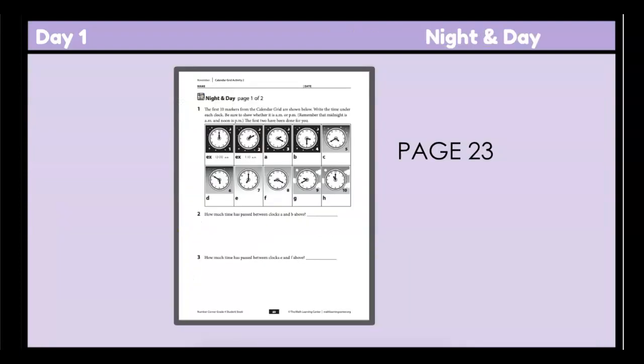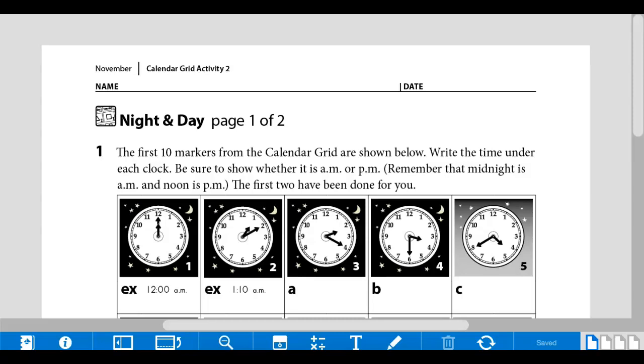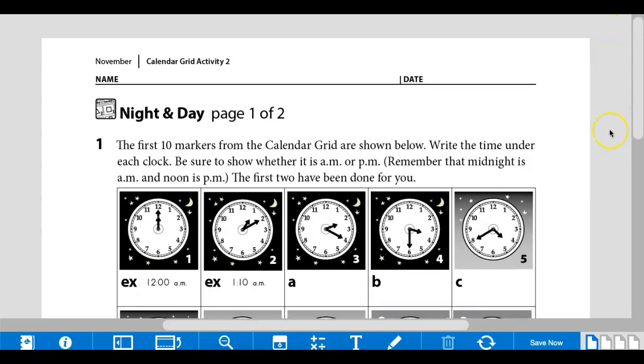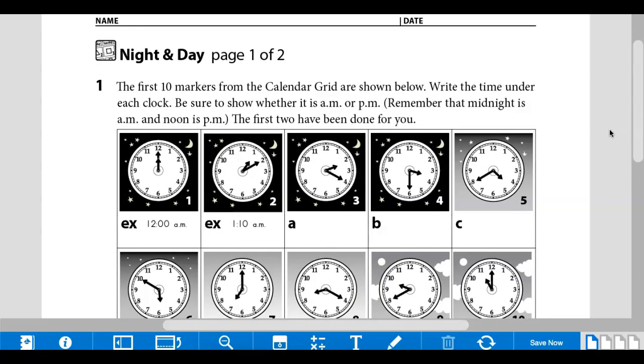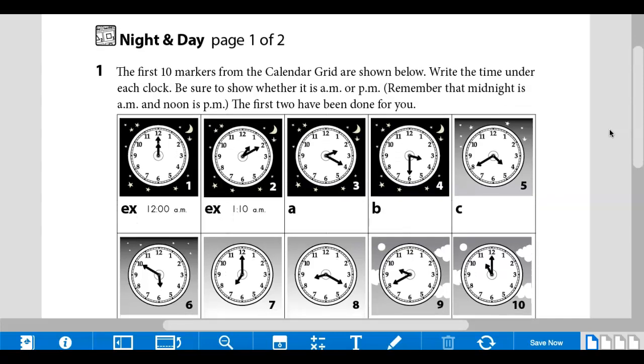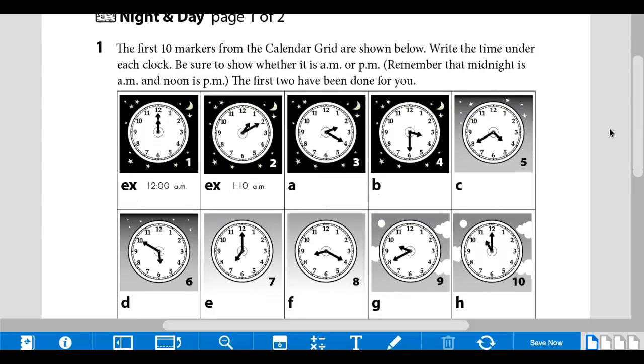Today your job is to complete page 23 in your Number Corner book. Page 23 has you take a look at 10 markers from the calendar grid. You're going to write the time under each clock and be sure to show whether it is AM or PM. Remember that midnight is AM and noon is PM. The first 2 have been done for you.